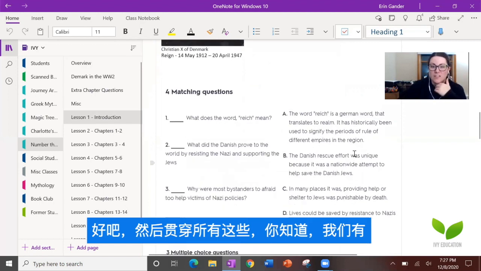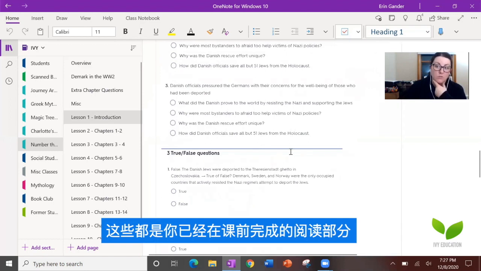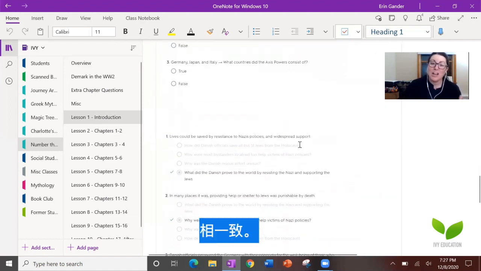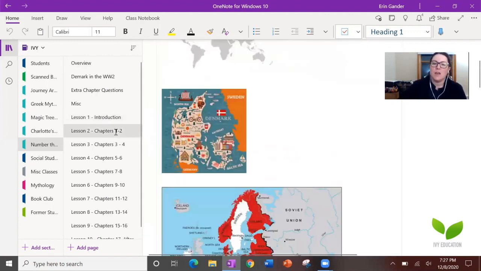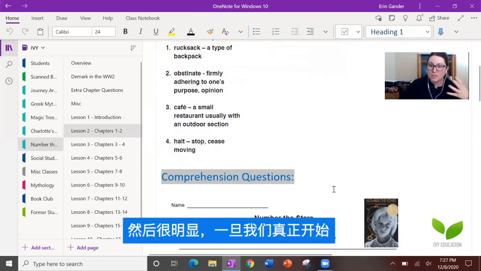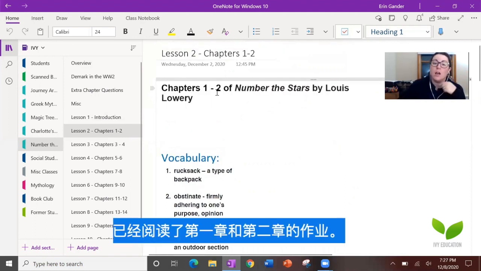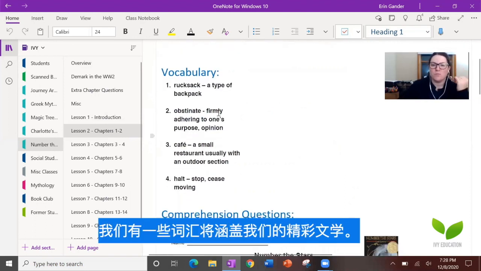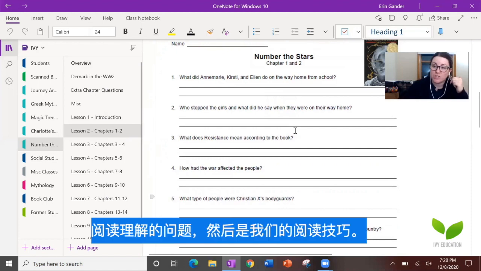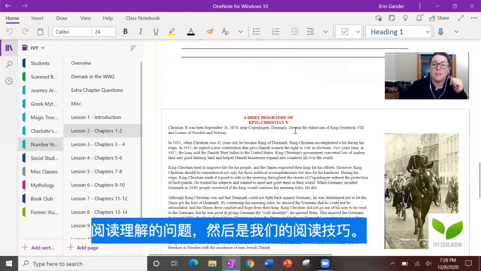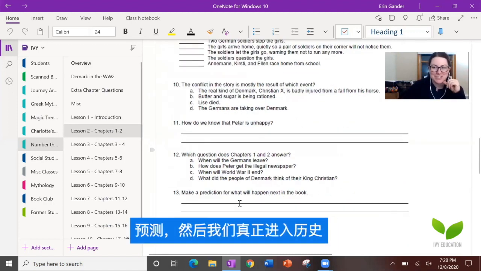And then throughout all of this, we have some matching, we have some multiple choice. It goes along with the readings that you will have already completed for homework. So it's just a mixture of different questions and activities. And then obviously, once we really start getting into the book, which would be for lesson 2, so you would have already read chapters 1 and 2 for homework. We have some vocab that we'll go over, our wonderful literature comprehension questions, and then here's our reading skills. So like sequencing, cause and effect, things like that, making predictions.